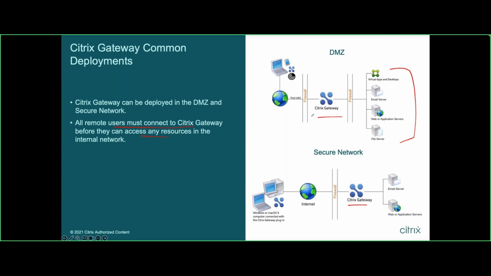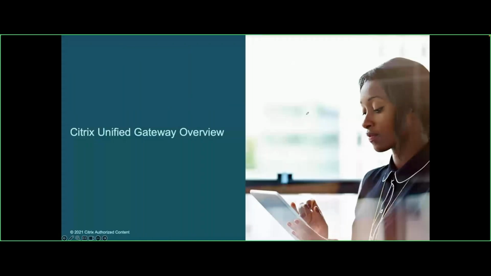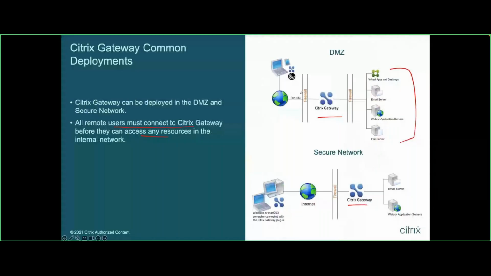Whenever you deploy the gateway in the DMZ, all your user connections traverse the first firewall, and from the first firewall it hits the gateway. Now your servers are running in a secure network, so the gateway has to hit the second firewall, and from the second firewall it will go to your backend server. Now, if you have a secure network, you only have one firewall, right?